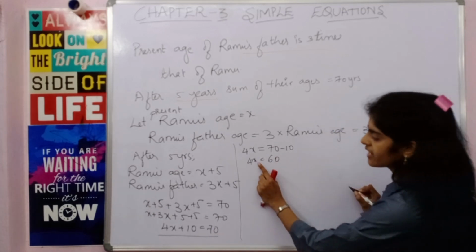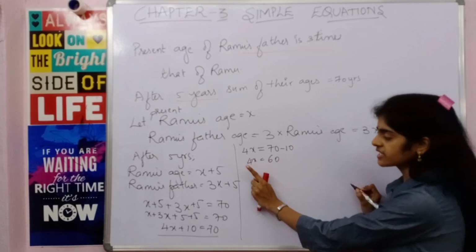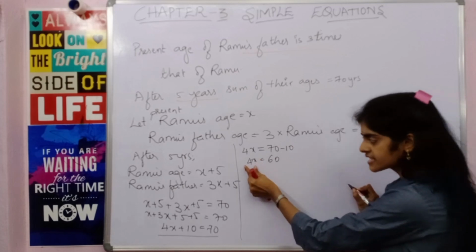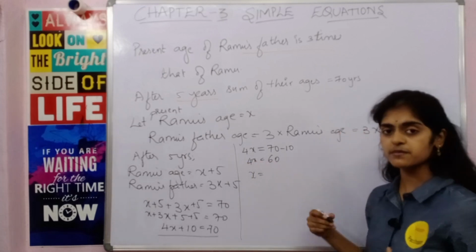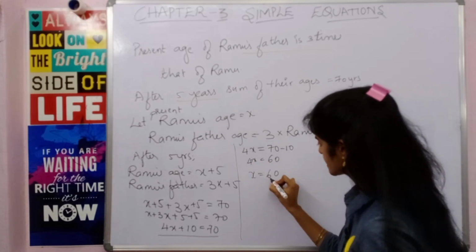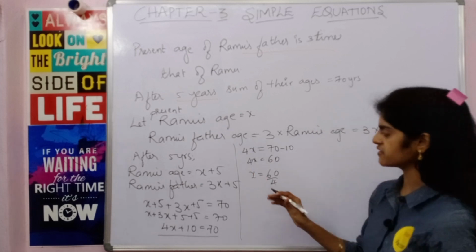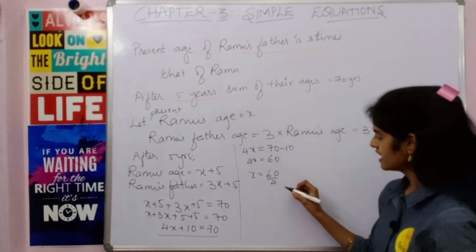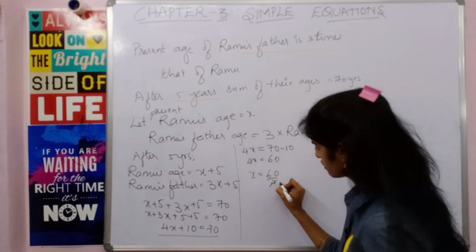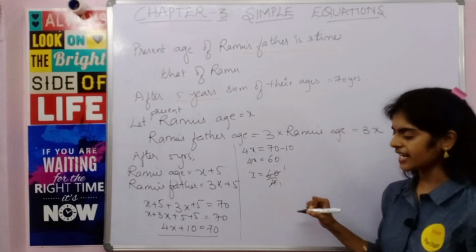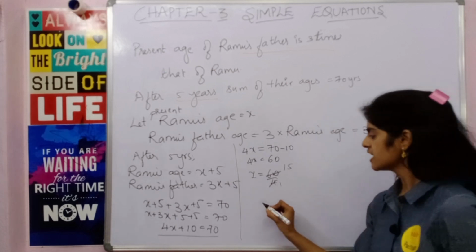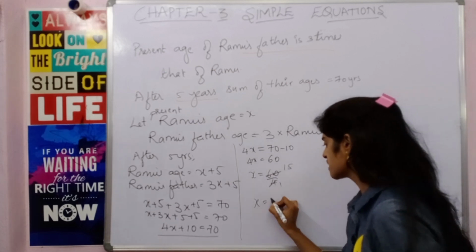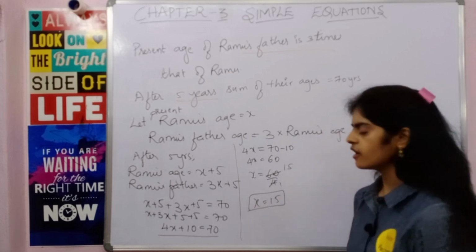Now I want the value of x, but you have 4 here. So this is 4 into x. Now this 4 is multiplied here. So if I want to transpose this 4 to the other side, it becomes division, since it is multiplication here. So x is 60 divided by 4. Now you know that 4 ones are 4, 4 threes are 12, and 4 fives are 20. So x is 15.